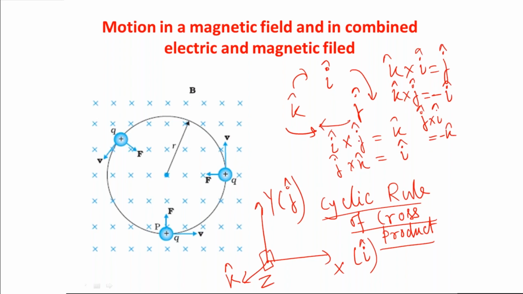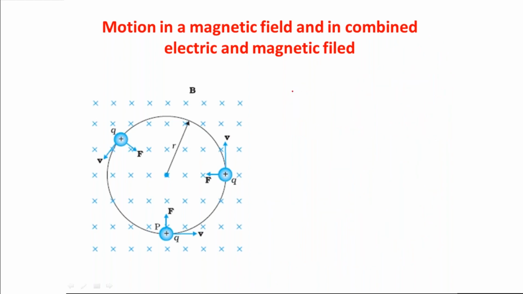So this is actually the cyclic rule. This will be applicable while solving problems in this chapter. Not in this chapter only, this can be applicable anywhere. This is the cyclic rule of cross product with the unit vectors of a Cartesian coordinate system. So I'll clean everything and write properly once again.